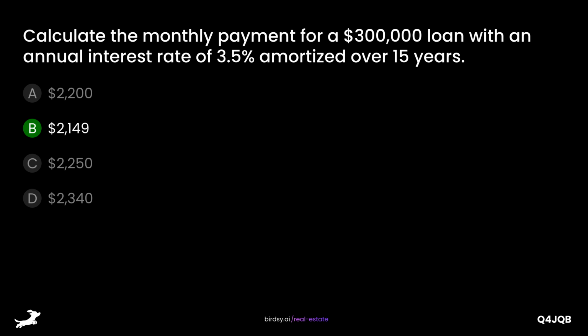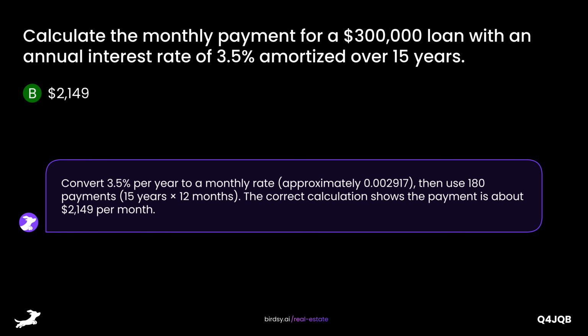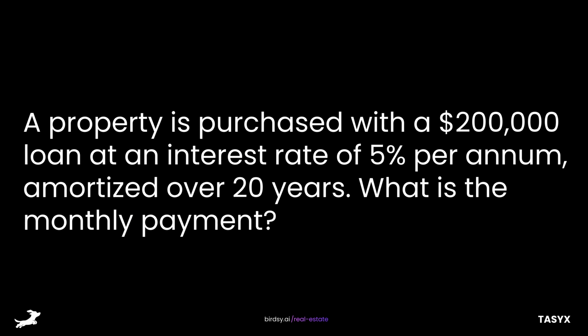$2,149. To convert 3.5% per year to a monthly rate, 3.5 divided by 12 equals approximately 0.2917%, or 0.002917 as a decimal. With 180 payments, 15 years times 12 months, the monthly payment is approximately $2,149. A property is purchased with a $200,000 loan at an interest rate of 5% per annum, amortized over 20 years. What is the monthly payment?